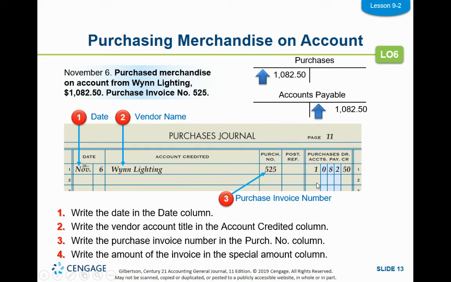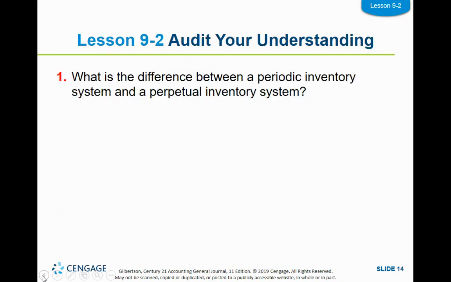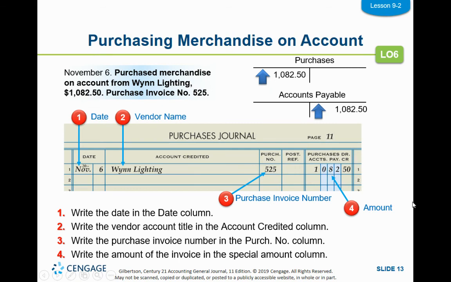At the end, when you post this, you'll post the total of all your purchases together to purchases and to accounts payable. But you will go through and post individually this amount to When Lighting, and that's in another section of the chapter. And that is pretty much how we record in a purchases journal.